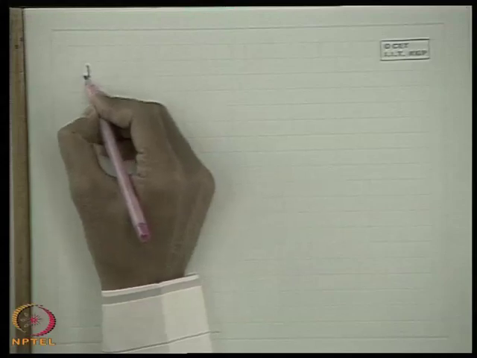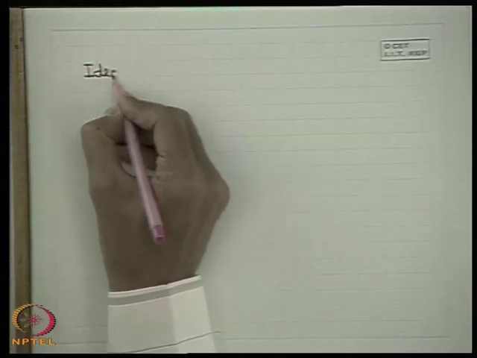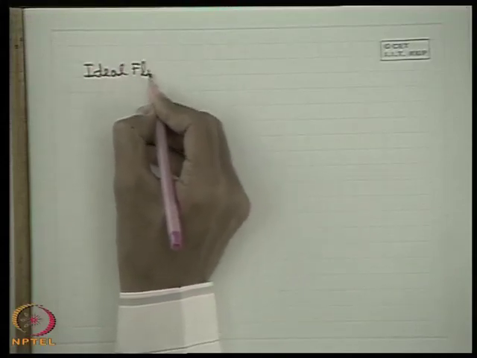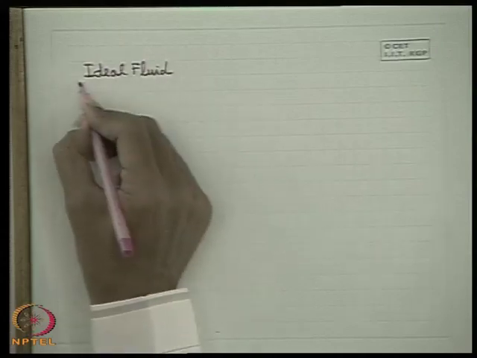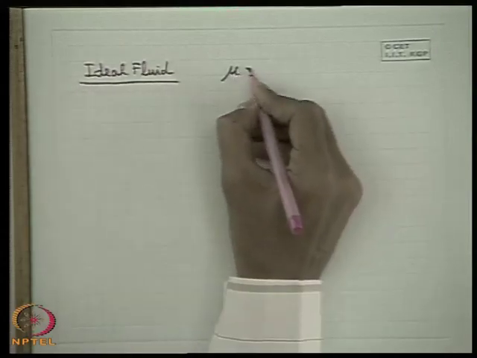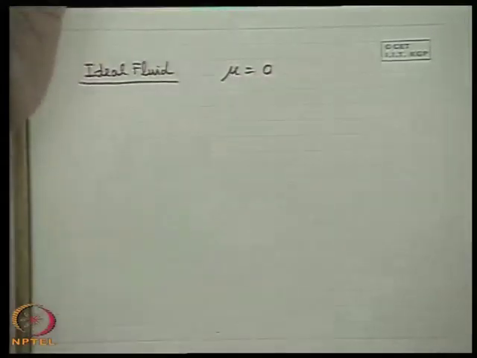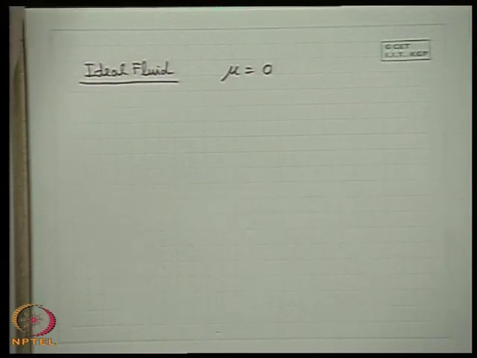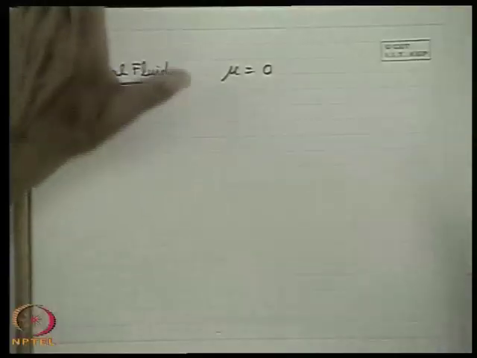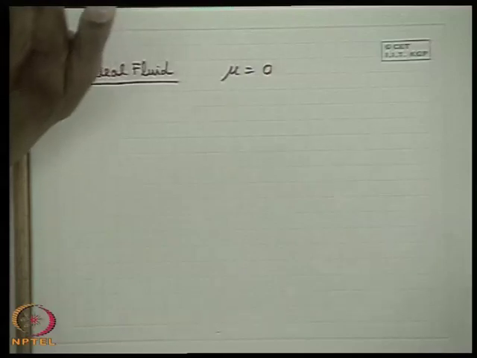One is ideal fluid. What is meant by ideal fluid? The simple definition of ideal fluid is a fluid whose viscosity is 0. That means we consider a hypothetical fluid whose viscosity is 0. But to be very frank, all fluids in reality have a viscosity greater than 0. There is no fluid whose viscosity is 0. But we define an ideal fluid whose viscosity is 0.